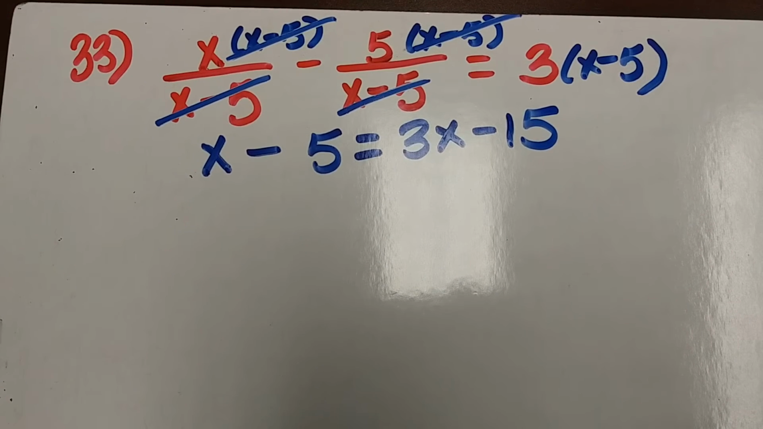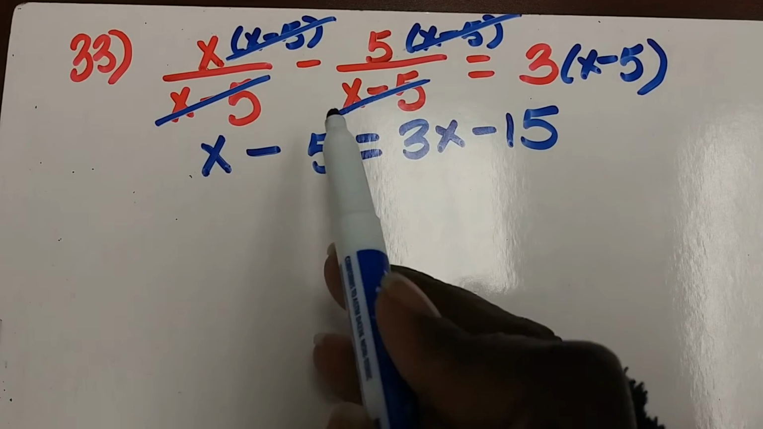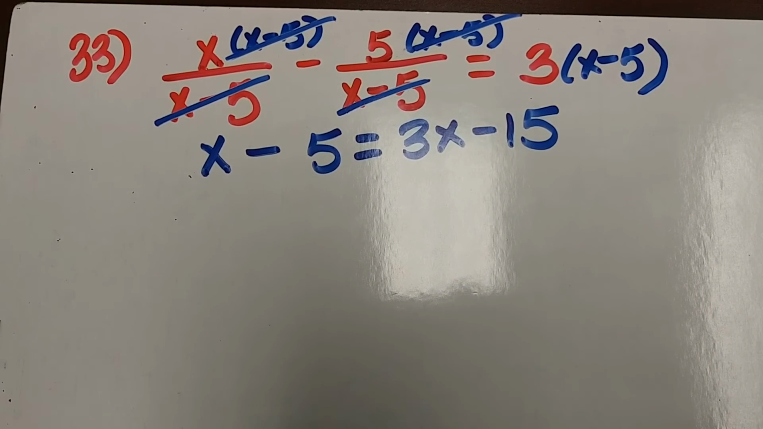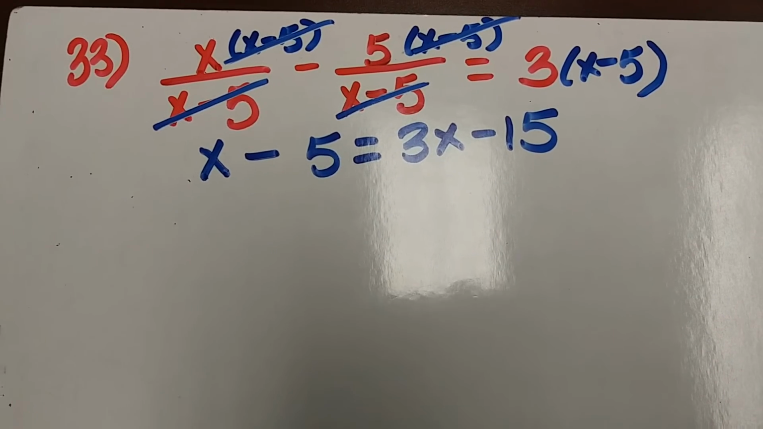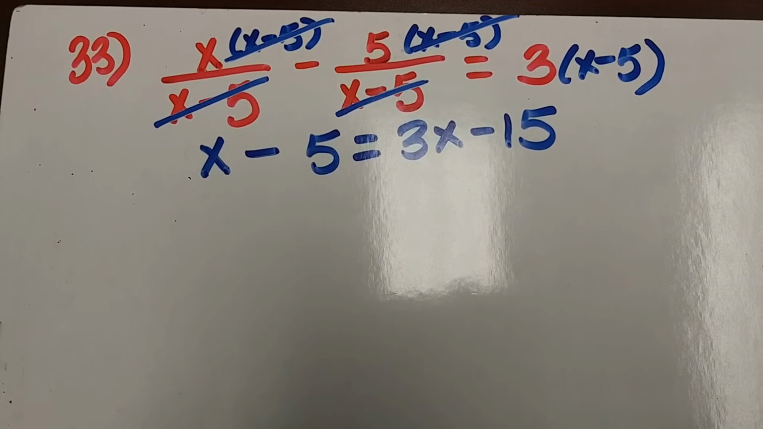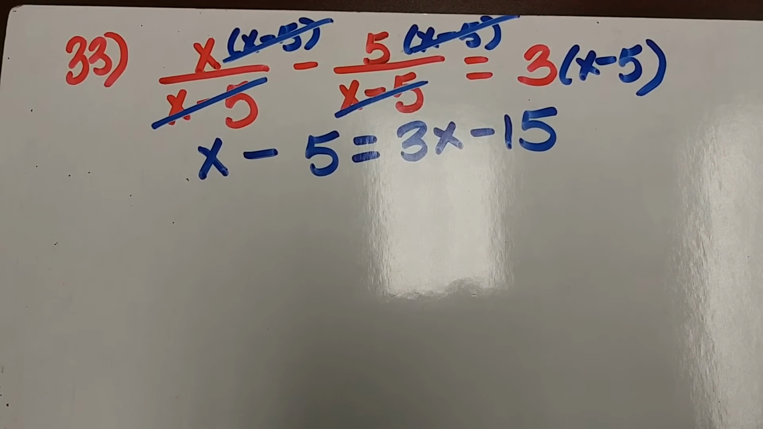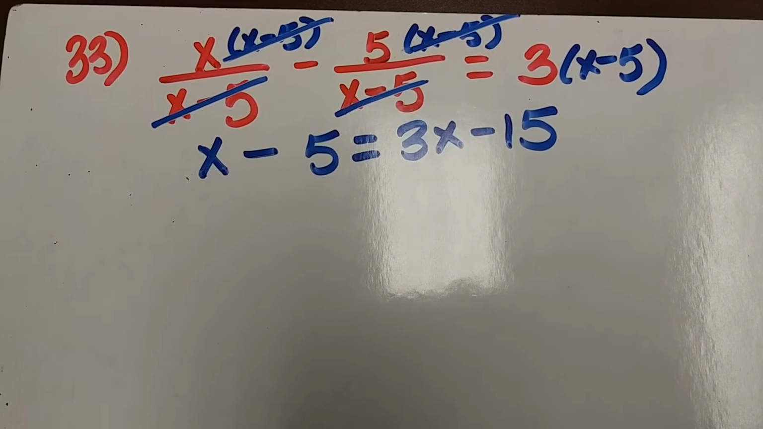Before I move forward, what number can x not be? If I plug in 5, what's 5 minus 5? 0. It can't be 5. x cannot be 5. It can be any number I want for x except 5. So if I get that answer, I have to throw it out because it is an extraneous solution.